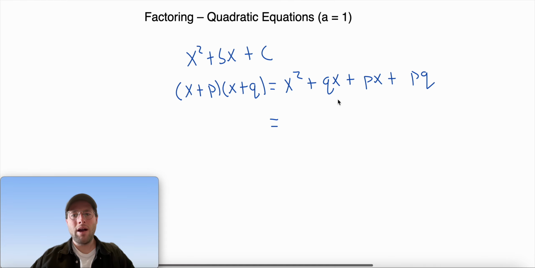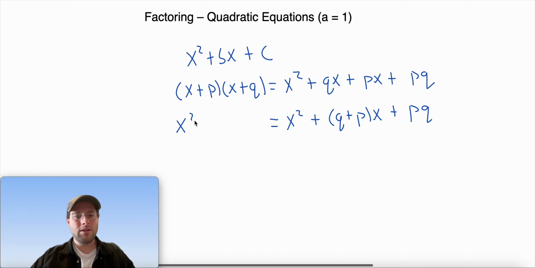And if we pull out the x from these middle terms, then we will get x squared plus q plus p times x plus p times q. And let's set this equal to our original general form, x squared plus bx plus c. Then we can see here that q plus p must be equal to b, and p times q must be equal to c.